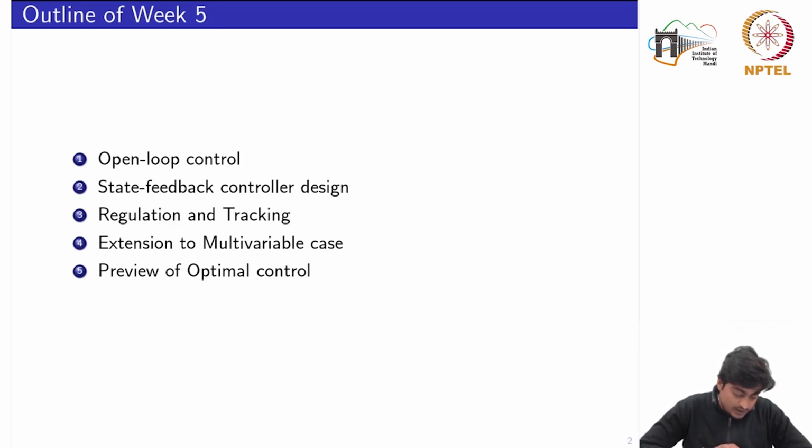The first three parts we would be discussing in the single variable case, meaning to say we would have a single input. Whatever results we obtain for the first three points, we would extend to the multivariable case as well. The last submodule is where we discuss the optimal control problem. We would see only a preview of how the optimal control problem can be formulated in our general framework of defining a control problem.